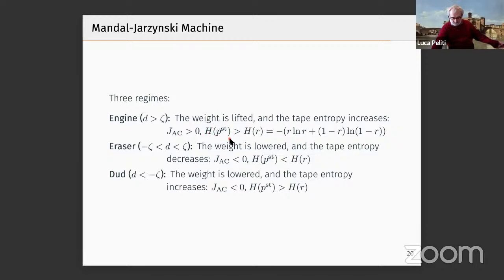There is a regime in which minus zeta is less than D and D is less than zeta. In this case, on average, the weight is lowered, but the entropy of the outgoing tape is smaller than the entropy of the incoming tape. That means in some sense that you are erasing the information on the tape. You introduce a tape which may contain your favorite song, and you end up with a blank tape. The third possibility is that D is less than minus zeta. In this case, the weight goes down, and you are also adding noise to your song. So in this case, the system is a dud because it spends work to mess up your tape.